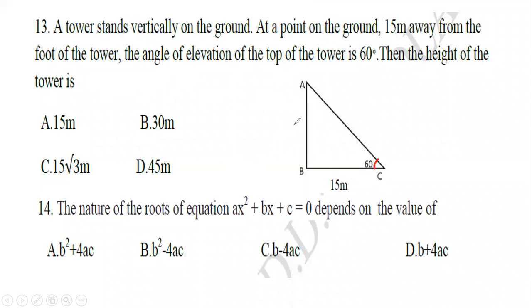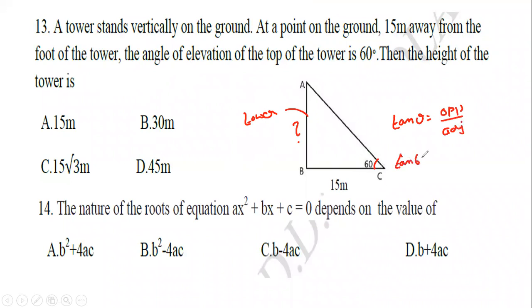Okay, you need to find out the height of this tower. So this one is the tower. You need to find out the height of the tower. So apply tan. Tan theta is equal to opposite by adjacent. The trigonometric ratio is tan theta equals opposite by adjacent.